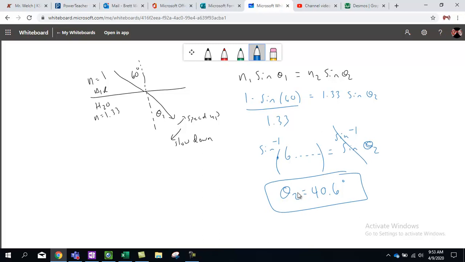Now the second thing that we talk about in this section of work is what's called total internal reflection.